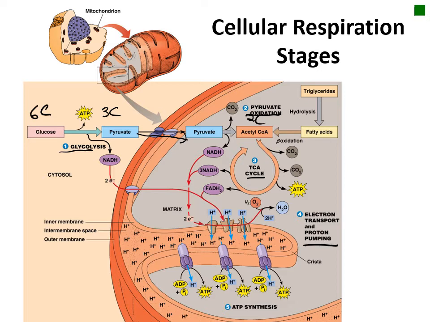Because stages 2 through 4 occur inside the mitochondria, it is important to understand the mitochondrial structure. It contains both an outer membrane, seen here in dark orange, and an inner membrane, seen here in light orange. The inner membrane contains many folds called cristae, which increase the surface area of the membrane. Between the two membranes is the intermembrane space, and the space inside the inner membrane, where steps 2 and 3 occur, is called the matrix.